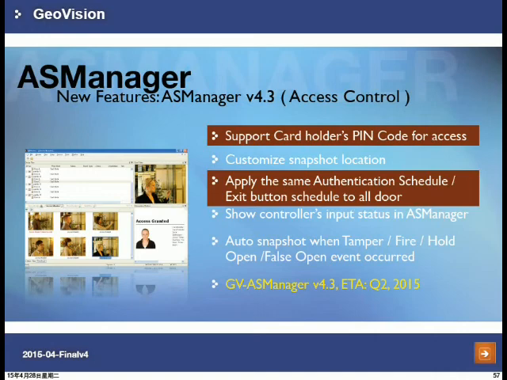And the third feature is applying the same authentication schedule and exit button schedule to all doors. It means that in the current versions, let's say you have an eight-door controller, and the schedule for each door is the same, but you have to apply it eight times. It takes a lot of time, right? But in the next version, 4.3, you just need to apply it one time. First of all, you set the schedule for your first door, then you apply the schedule to the rest of the doors. It really saves a lot of time.